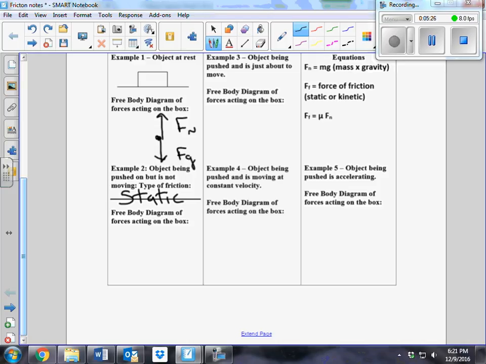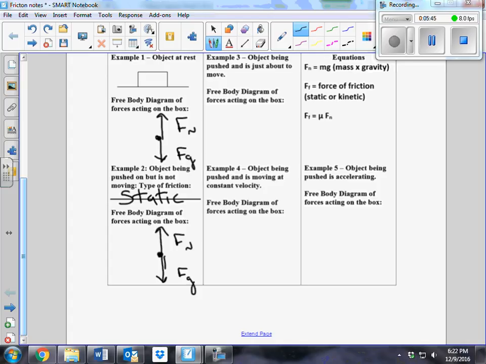So let's do another free body diagram. So here's my dot. Once again, if you notice in all these examples, force normal and force due to gravity never changes. Why? We're not accelerating on the y-axis.